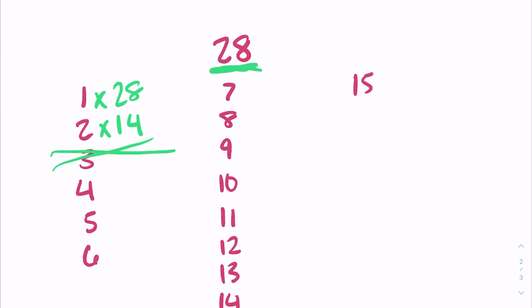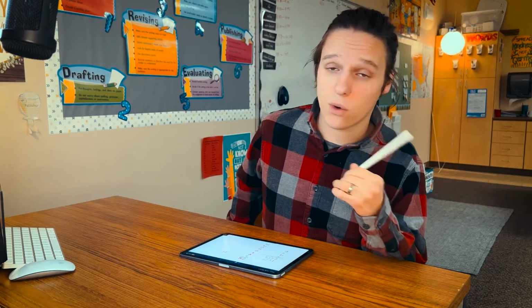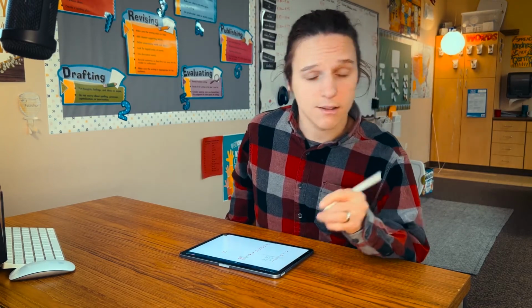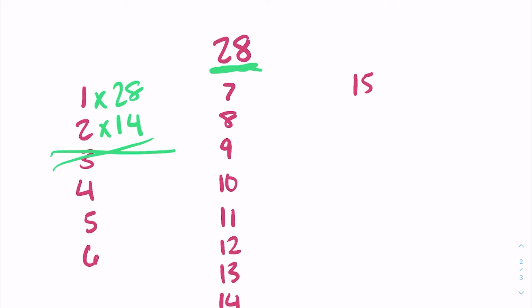And I'm going to wait just a second. I'm going to let you try to figure out which one it is. And I want you to select 4 times what will get me to 28. Yeah, that's right. 4 times 7 will get me to 28.